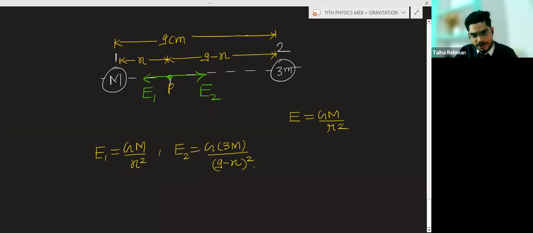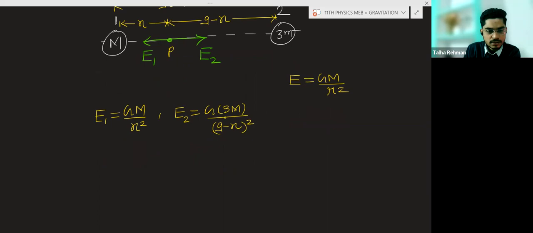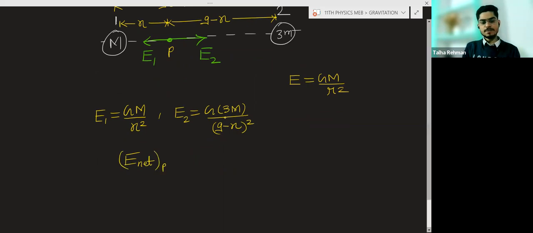At point P, we assume that the gravitational field is 0. It means this vector and this vector should be equal and opposite. Or you can say the net value of the gravitational field at point P is equal to 0.